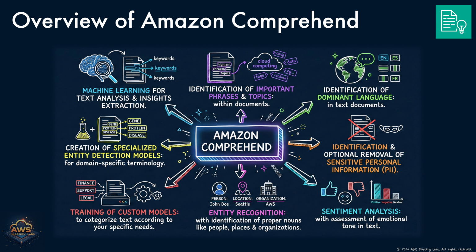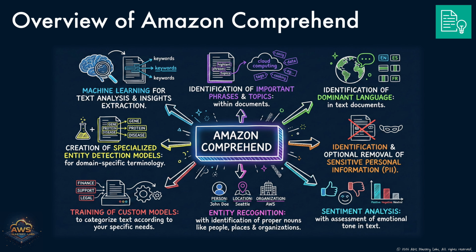Amazon Comprehend is a fully managed natural language processing service that uses machine learning to help you uncover valuable insights from unstructured text. Whether it's customer feedback or social media posts, Comprehend makes it easy to understand what your text is actually saying at scale. One of its core features is sentiment analysis. Comprehend can automatically assess the emotional tone of a piece of text, identifying whether it's positive, negative, neutral, or mixed. This helps businesses gauge how customers feel about their products, services, or brand.